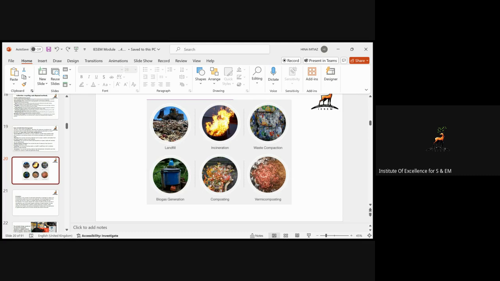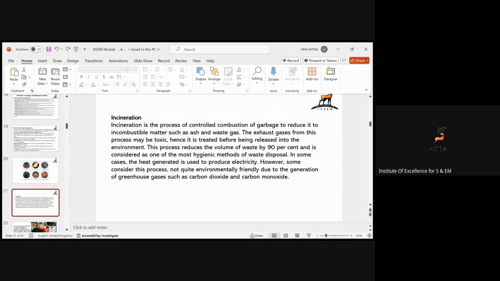So number one is the landfill, number two is incineration, the third one is waste compaction, and the fourth one is biogas generation. The fifth option for us is composting, and the last one is vermicomposting. So, first of all, what is incineration?